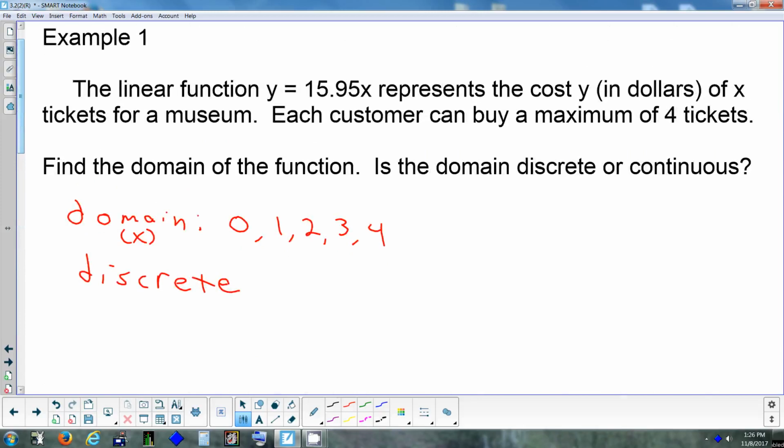I have all my X's. If I look at the function in the problem, Y equals 15.95X, how would I get the Y's? What would I do? I have all my X's, and I see an X in the problem. What can I do? Mallory, what do you think?